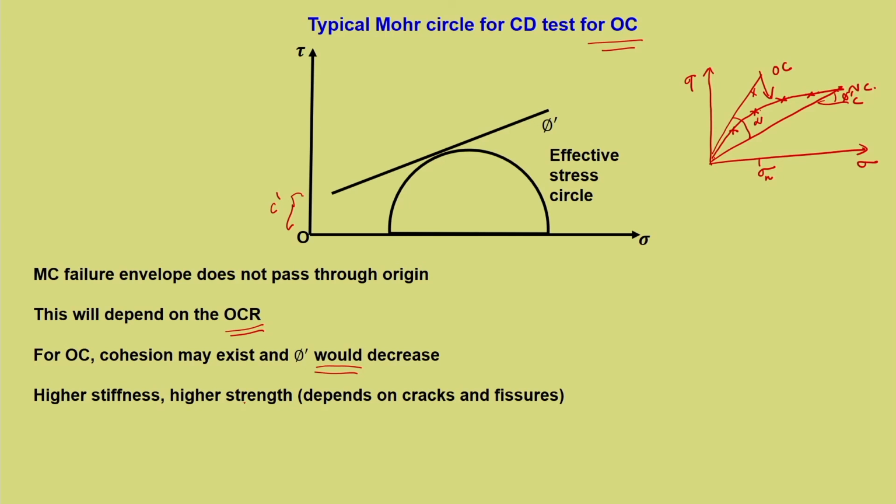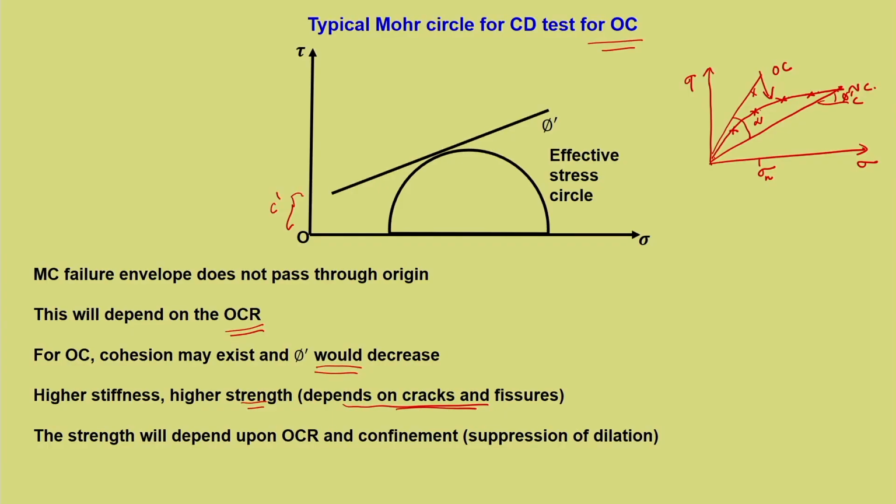Higher stiffness, higher strength for OC, but the strength will depend upon the amount of cracks and fissures. When it is over consolidated, it is also likely to have more cracks and fissures depending upon the kind of tensile stress that gets developed within the sample. Now, this will enable to have lesser strength. So, when we say higher strength, it is not necessarily always higher strength. The presence of cracks and fissures also determine what kind of strength it will have. The strength will depend upon OCR and the confinement.